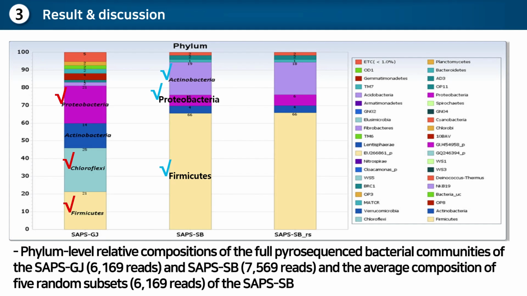This figure shows that taxonomic compositions at the 6 taxonomic ranks demonstrated that bacterial communities of SAPS sediments were distinctly different between GJ and SB. Chloroflexi, Firmicutes, and Proteobacteria were the 3 most dominant phyla in GJ. Firmicutes was the most dominant phylum, followed by Acidobacteria and Proteobacteria in SB. At the class level, Anaerolineae and Bacilli were the most dominant classes in GJ and SB, respectively.